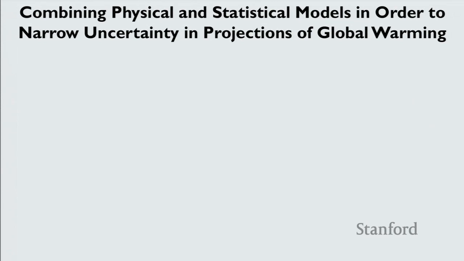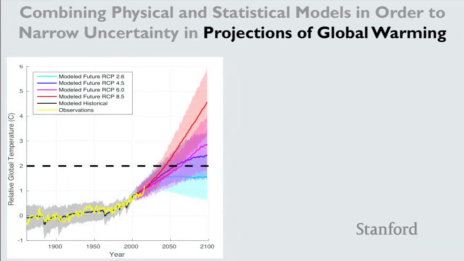I'm just going to walk through my title here as an outline. What we're concerned with here are projections of global warming. And by global warming here, I mean the average surface air temperature of the planet. The surface air temperature is the temperature of the air measured 2 meters above the surface and then averaged over the entire surface of the planet.